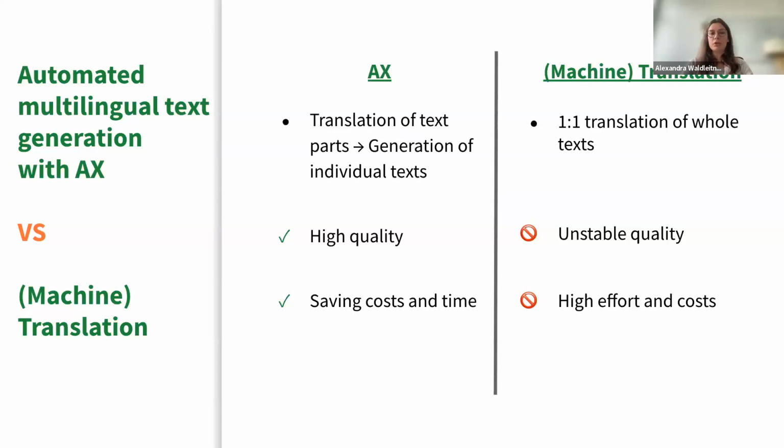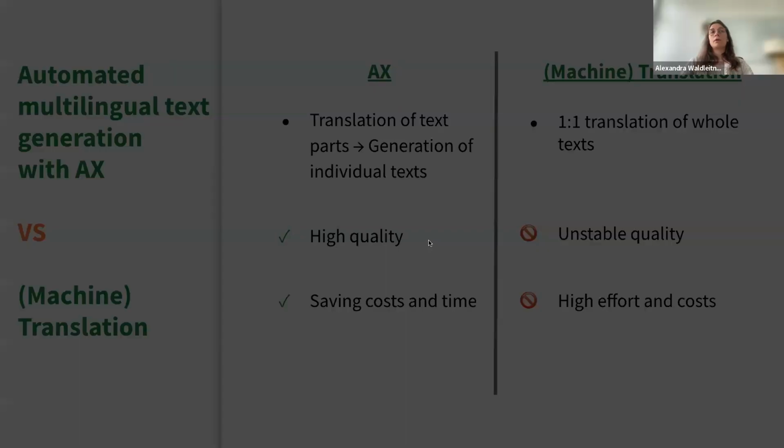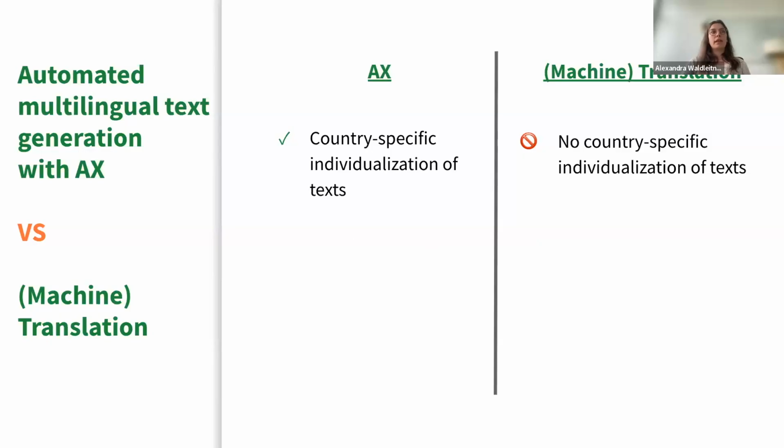Last but not least, with AX, you can do country-specific individualization of your text because it's not a one-to-one translation, but you can define how you want things translated. And that means you can also do content-related differences between languages or regions.